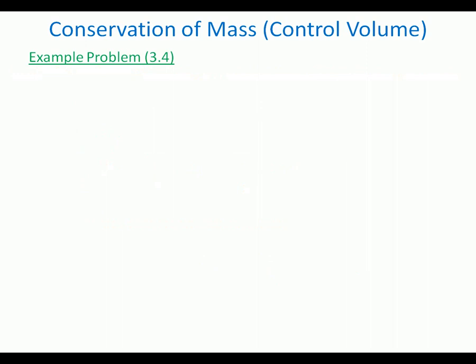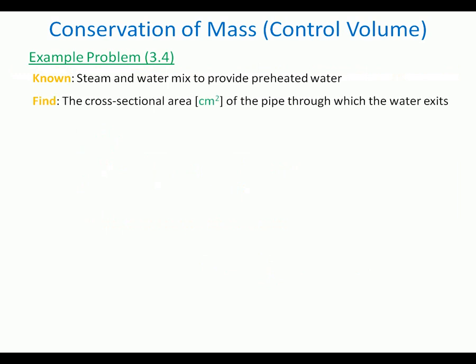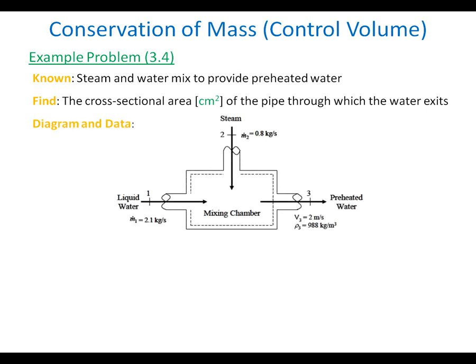We're going to use example problem 3.4. So in example problem 3.4 we have steam and water mixing to provide preheated water. Alright, so it's all water in some form. So what they're asking us to find is the cross-sectional area in centimeters squared of the pipe through which the water is going to exit. Okay, so that means the cross-sectional areas of these pipes are going to change. They give us a diagram and data. It's shown below. So we have the liquid water and the steam coming into the mixing chamber, and we have preheated water coming out.